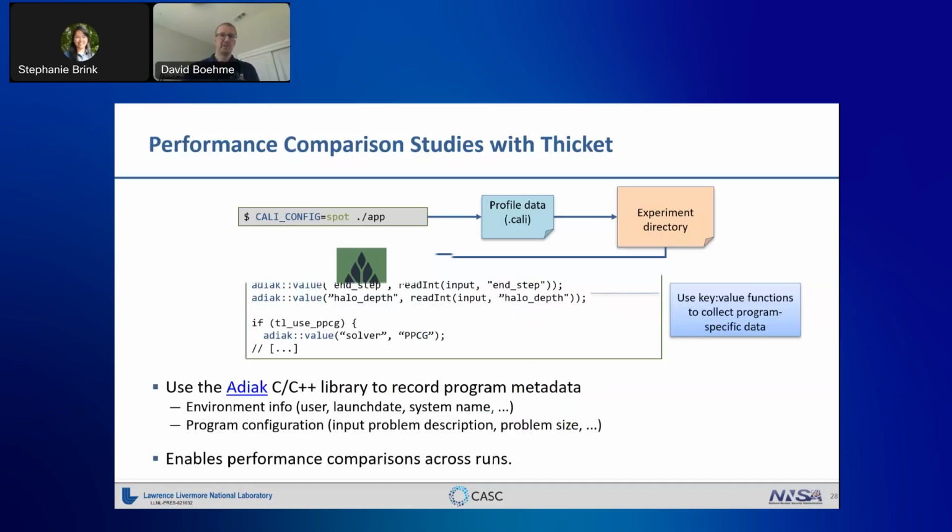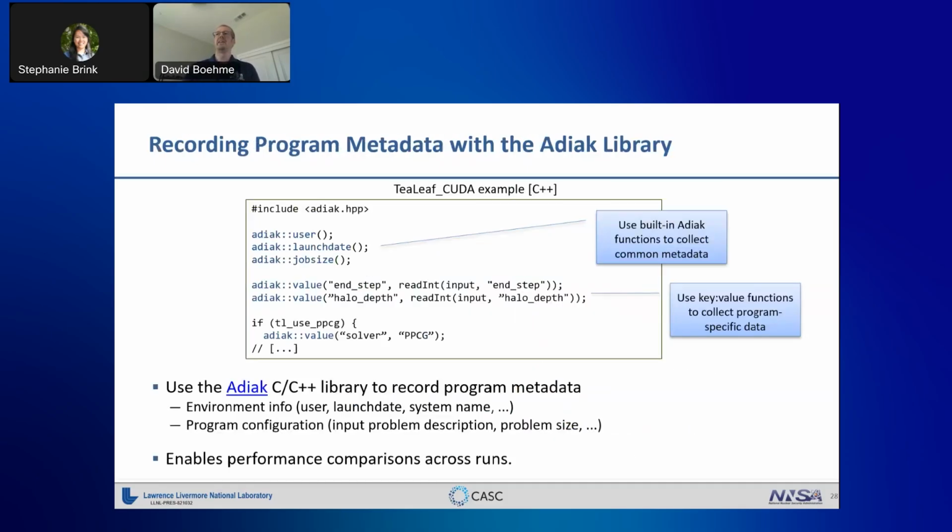As I also mentioned earlier, Caliper works together with a little library called ADIAK, which records program metadata. This is really important for the kind of comparison studies that we want to do with things like Thicket, because this tells you more details about what this particular run was about, what system it is running on, what is your input deck, and so on.